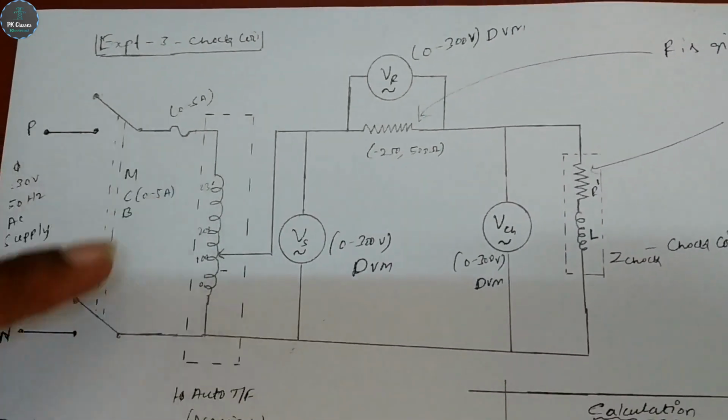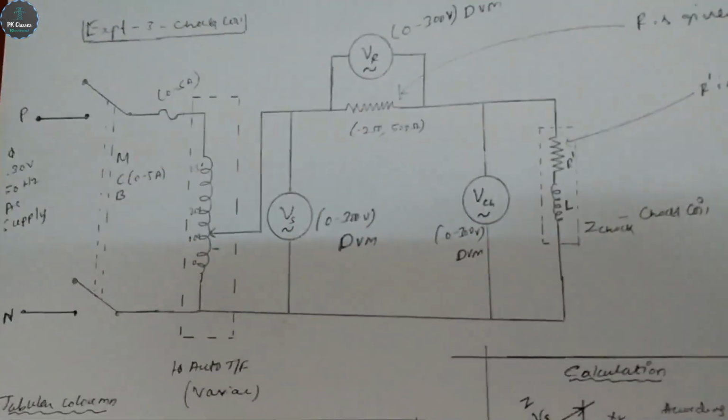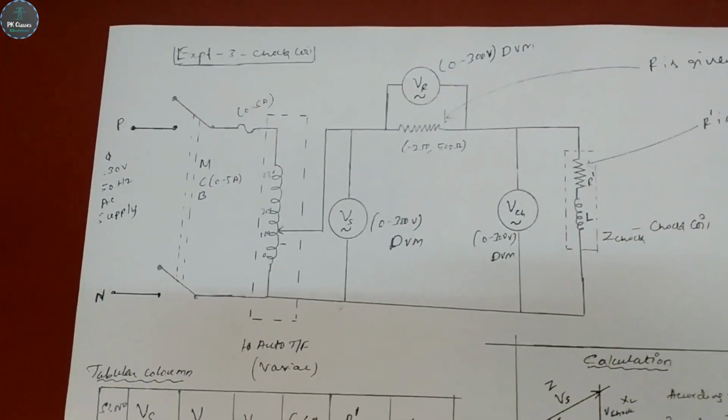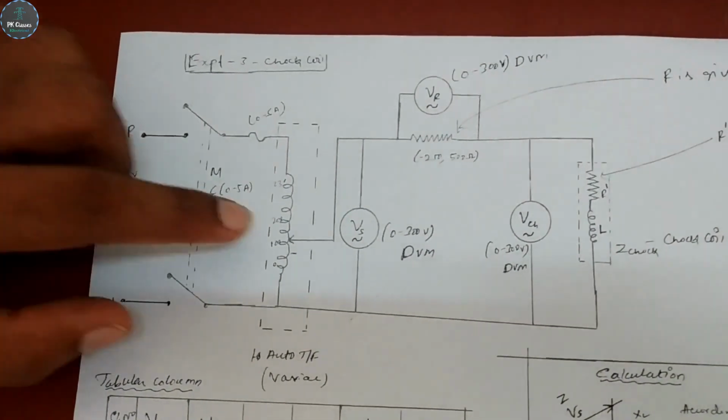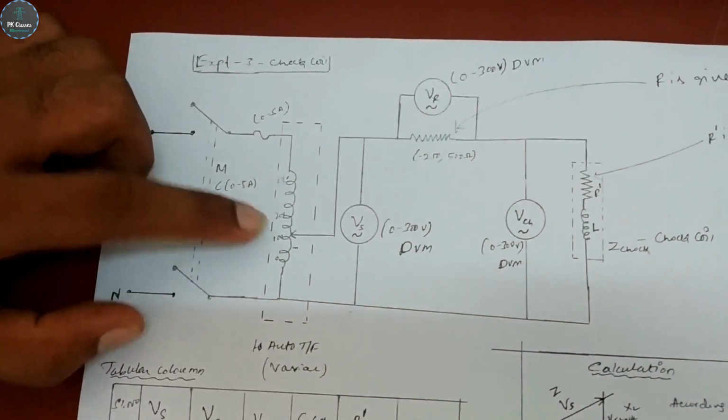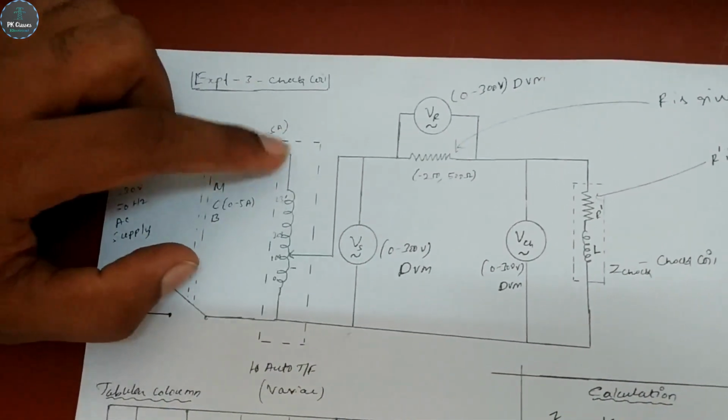Next there is an auto transformer. Auto transformer is for different readings. I mean, if you give 100 or 150 or 200, for more number of readings we have the auto transformer. If you want, you can connect it, otherwise there is no need for this auto transformer. Directly you can connect over here and you will get only one reading.